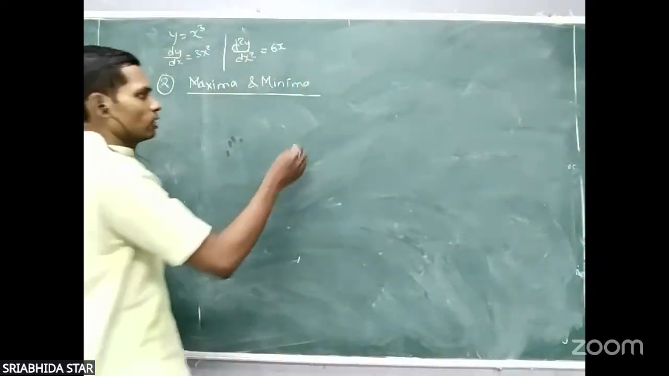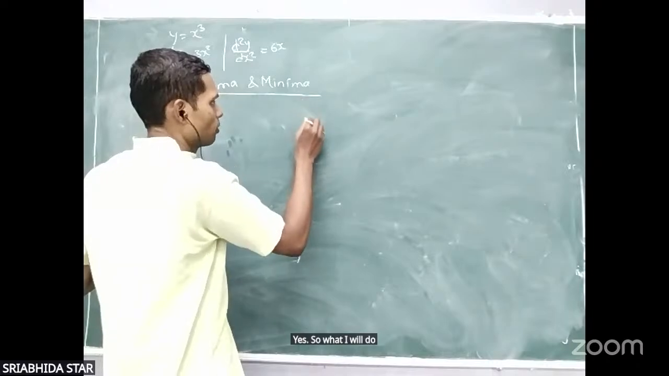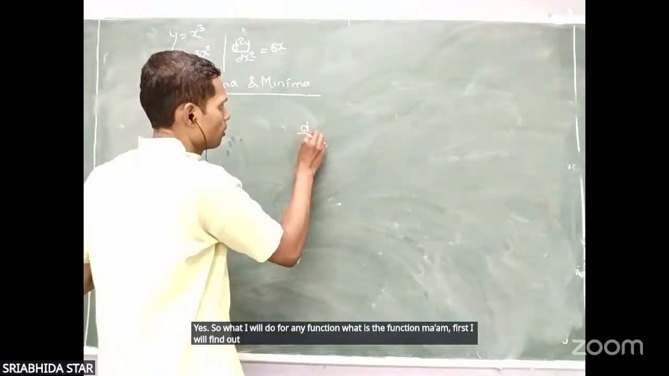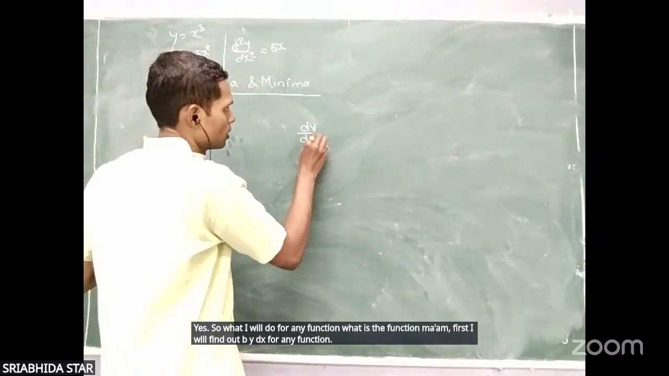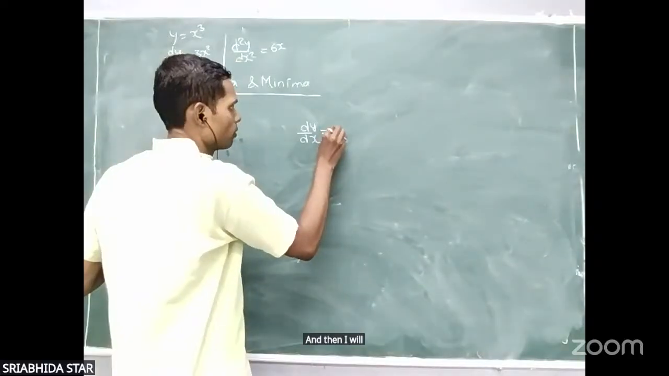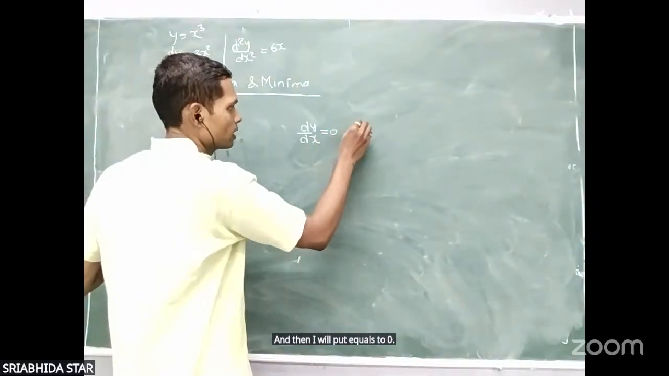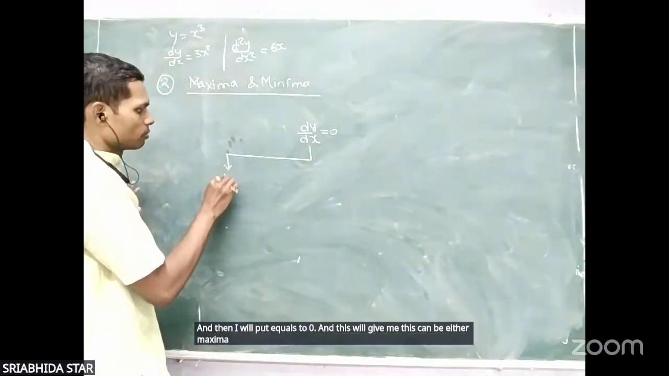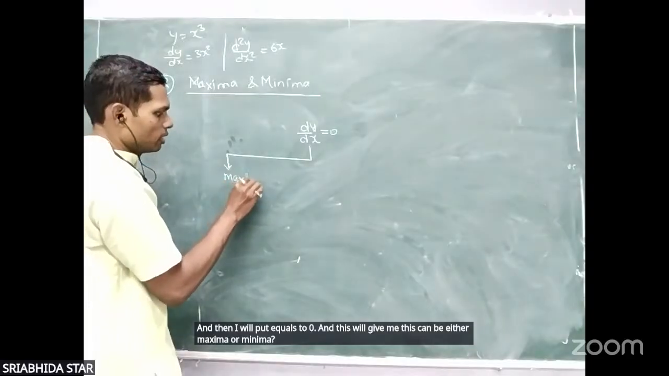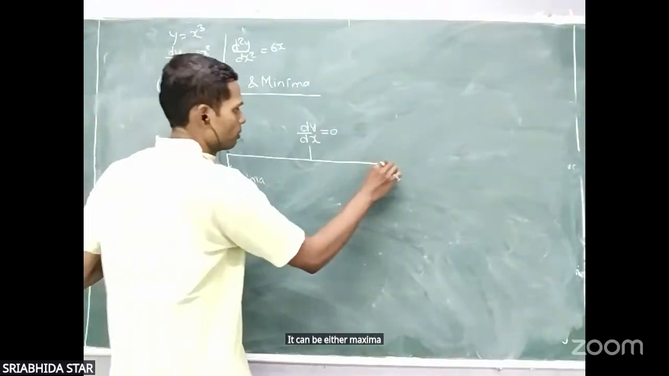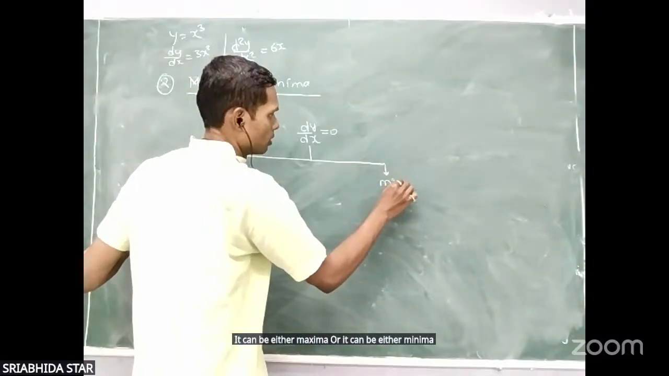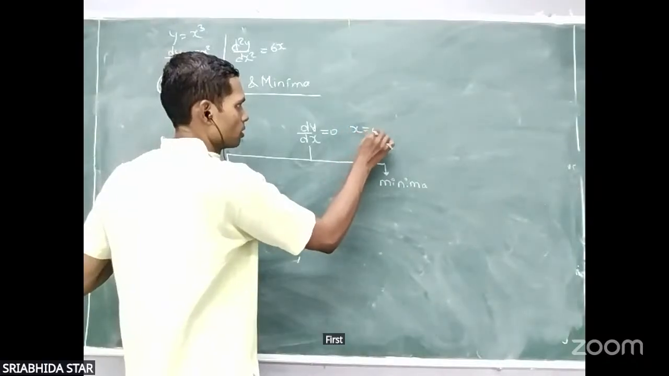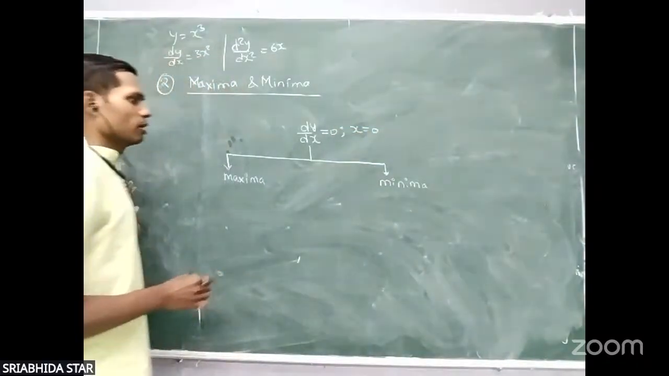Yes. So what I will do for any function, first, what is the method? First I will find out dy by dx for any function. And then I will put it equal to 0. And this will give me, this can be either maxima or minima. It can be either maxima or it can be minima.